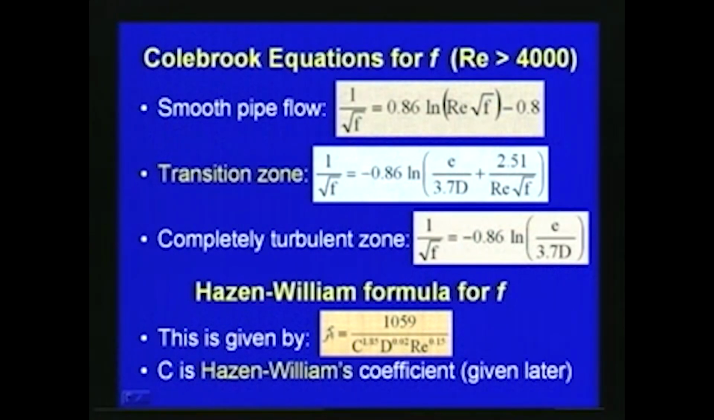So, this is given as f equal to 1059 divided by C to the power 1.85, D to the power 0.02, Re to the power 0.15, where C is the Hazen-Williams coefficient. We will be discussing this coefficient later, and D is the diameter, Re is the Reynolds number. Diameter should be in millimeter here. So, the friction factor is given like this by the Hazen-Williams formula.